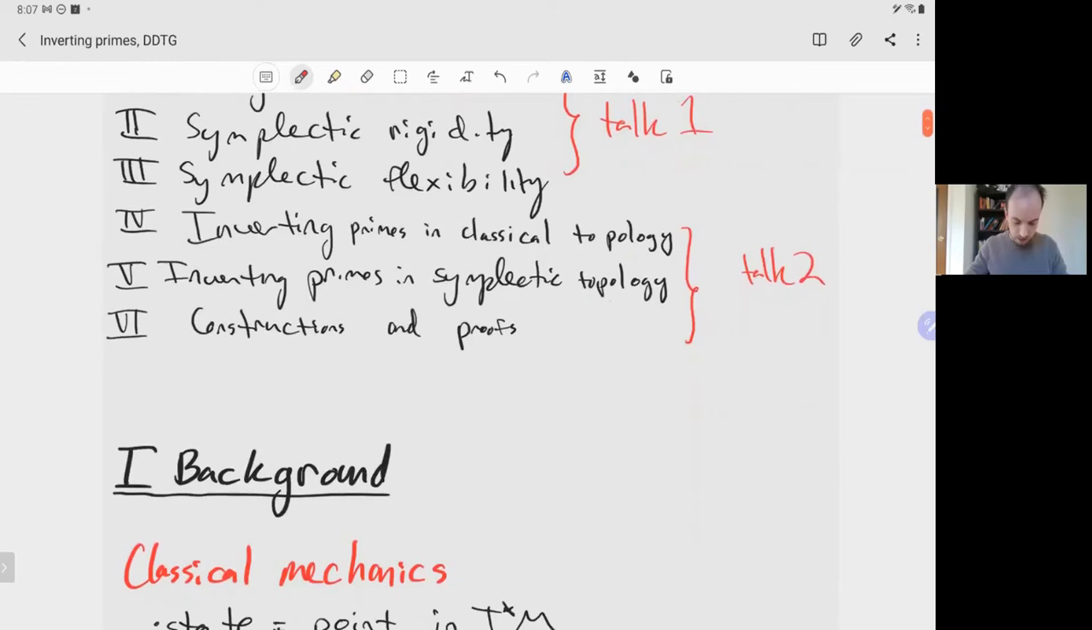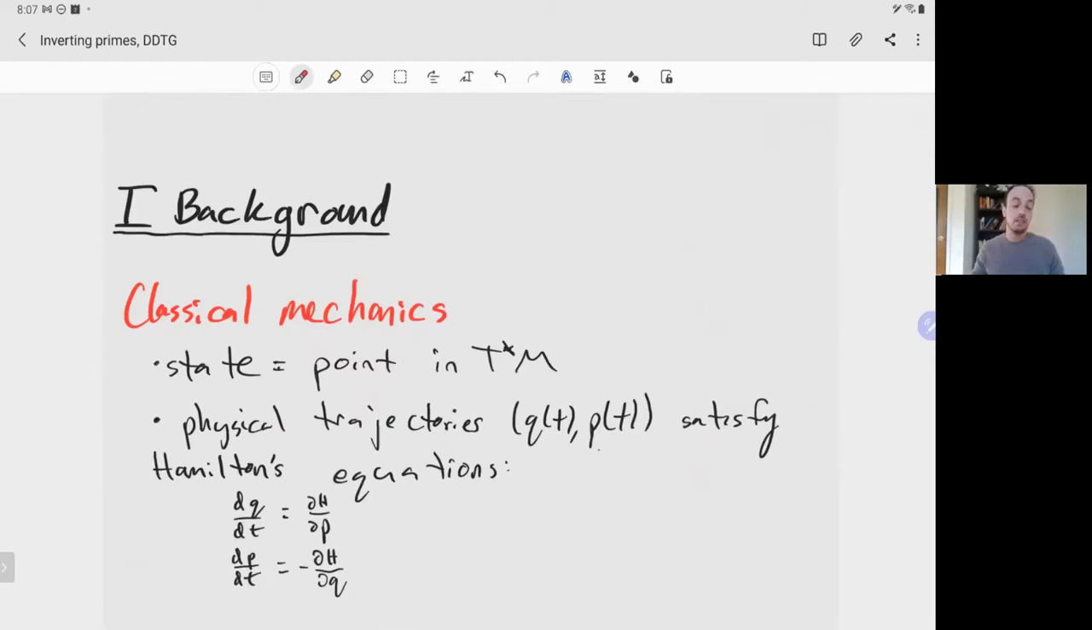Let me begin with the usual motivation for symplectic geometry, which is classical mechanics. In classical mechanics, a state is just a point in the cotangent bundle, because the trajectory is determined by its position and momentum. And physical trajectories are those trajectories that satisfy Hamilton's equations, where H is called the Hamiltonian, some function from the cotangent bundle of M to R. Okay, so this is the Hamiltonian formulation of mechanics, which is a reformulation of Newtonian mechanics.